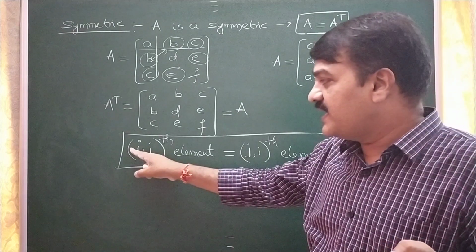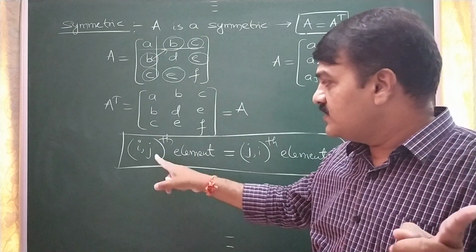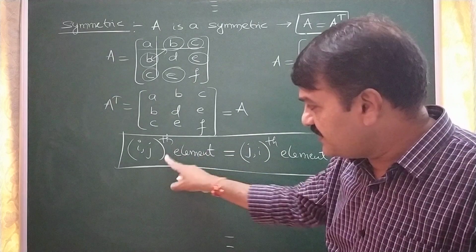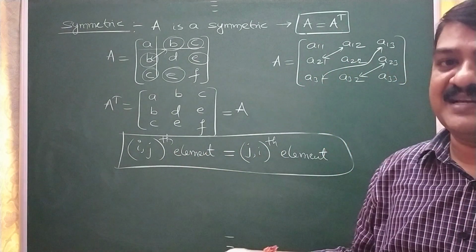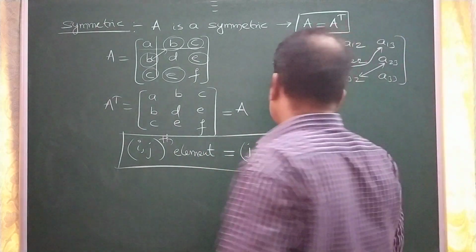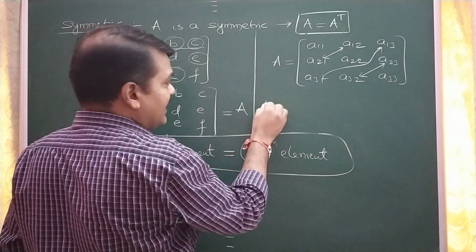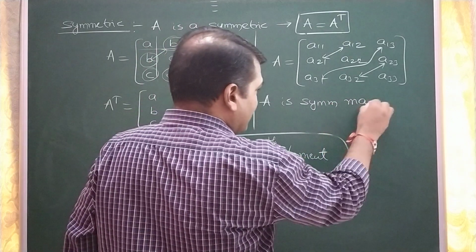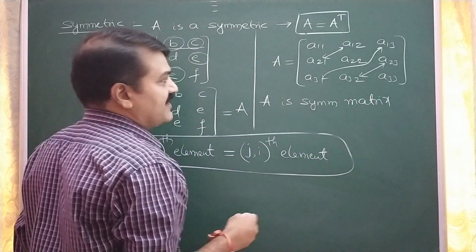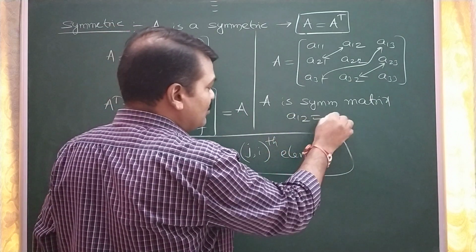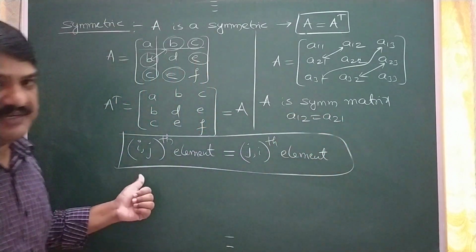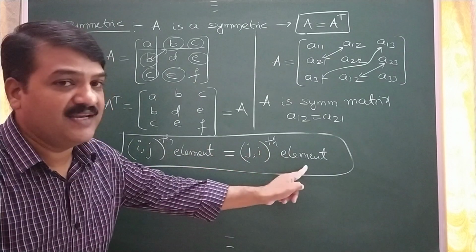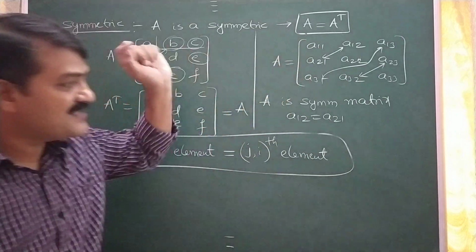An element in ith row, jth column goes to jth row, ith column by transposing. Therefore, if these two are same, automatically you will get the same matrix. You can see clearly that A will be called a symmetric matrix here if A12 is equal to A21. That is what I wrote here. ijth element must be same as jith element. So A12 must be same as A21.